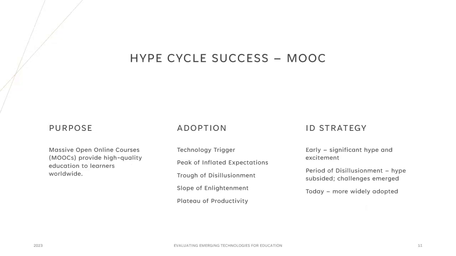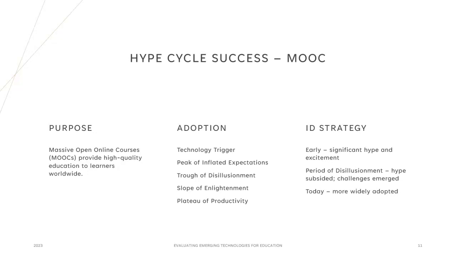Let's look at some more examples. Here's a success story that has passed through the entire hype cycle. It's MOOCs, or Massive Open Online Courses. They provide high quality education to learners worldwide. Again, we have technology trigger, peak of inflated expectations, trough of disillusionment, slope of enlightenment, and plateau of productivity.